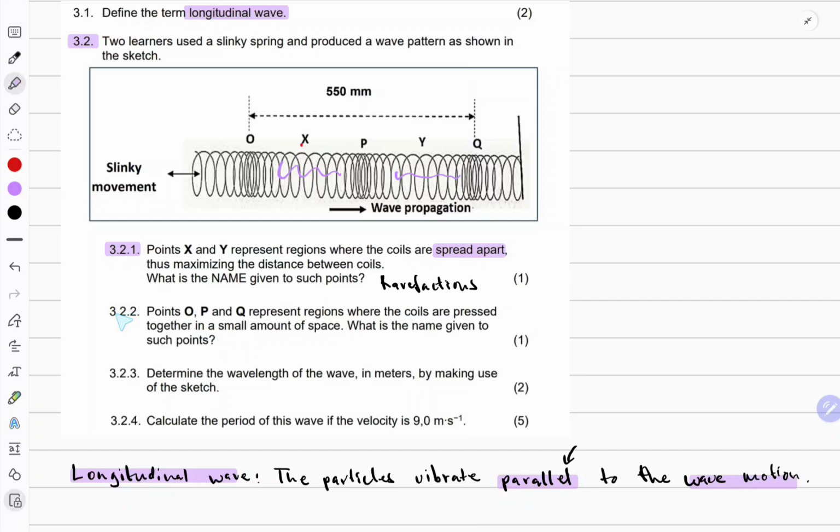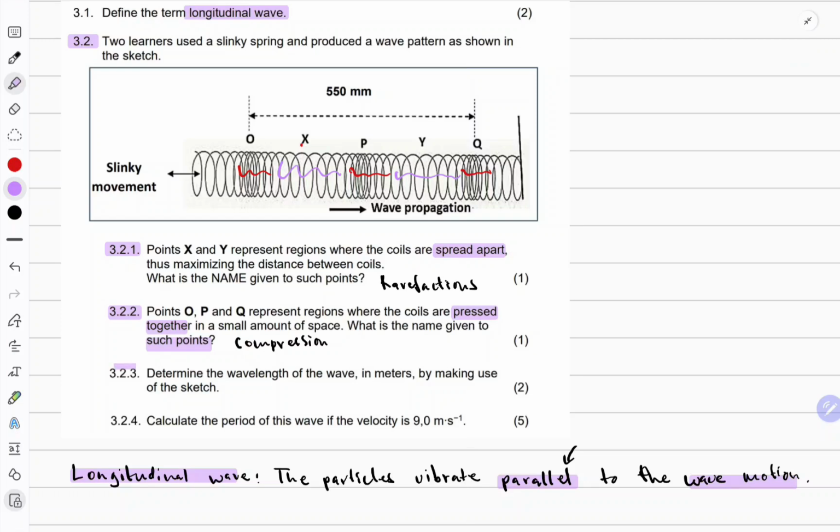And the next question says, points O, P, and Q represent regions where the coils are pressed together. What comes to mind? Compression in small amounts of space. What is the name given to such points? So where the coils are compacted, like in these regions, you can see there are compressions. So the name for such regions is compression.